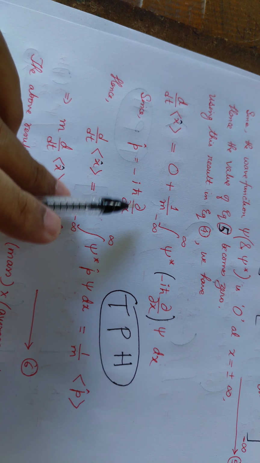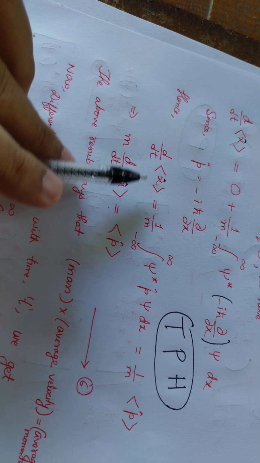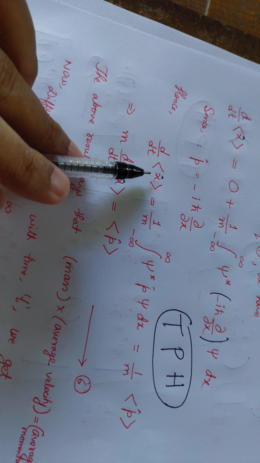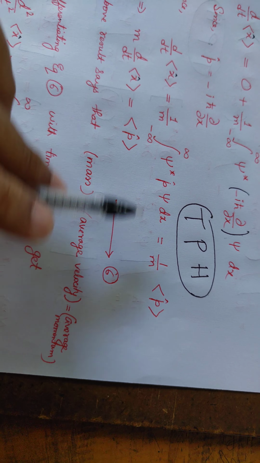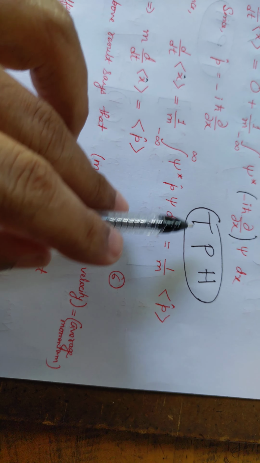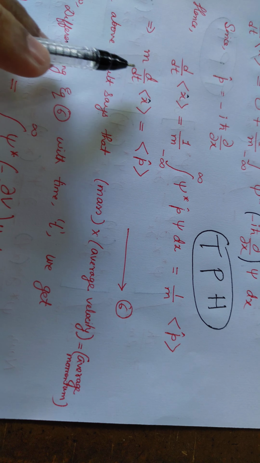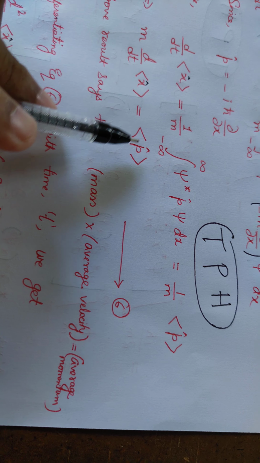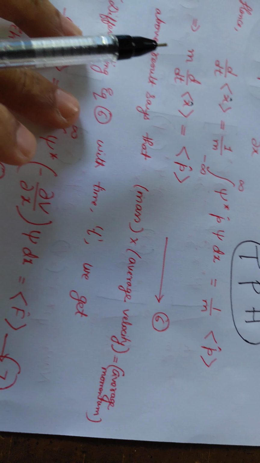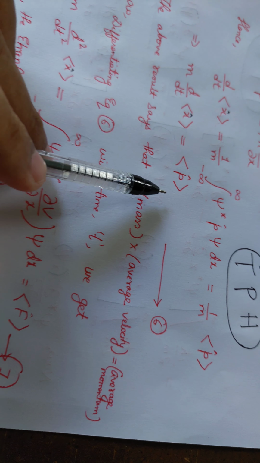But you know this one, right? The momentum operator is minus i h-cut d/dx. So if you write down d/dt of the expectation value of the position, it is 1 by m of this entire thing that you see, which can be written as the expectation value of the momentum operator. So m d/dt of the expectation value of the position is nothing but the expectation of the momentum. So that is equation number 6. So the above result says mass into average velocity is equal to average momentum.